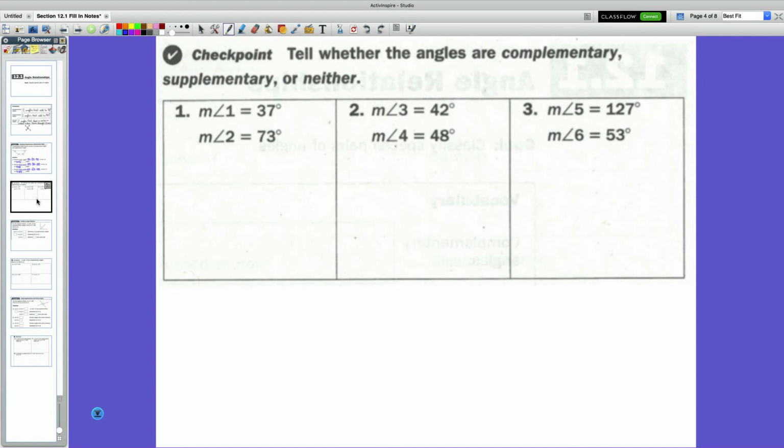So, let's see. Tell whether the angles are complementary, supplementary, or neither. I'm going to add them up. I'm going to say 37 plus 73. So 3 and 7 is 10, carry the 1. 3 and 7 is 10, plus 1 is 11. 110 degrees, that's nothing special, so this is neither.